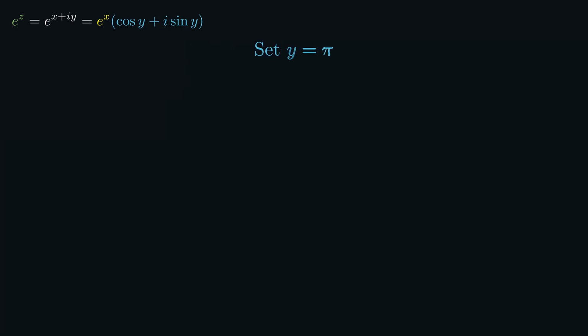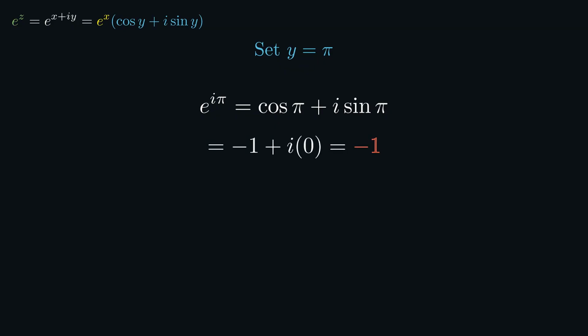Set y equal to pi. e to the i pi equals cosine pi plus i sine pi equals -1 plus 0i equals -1.